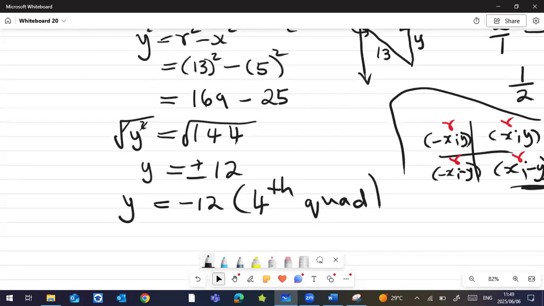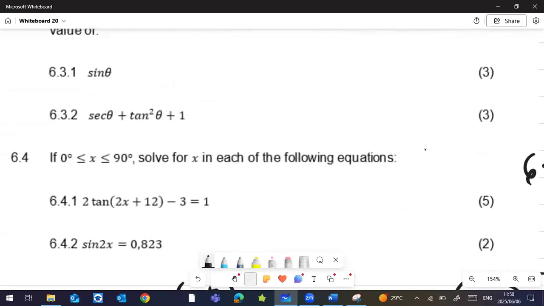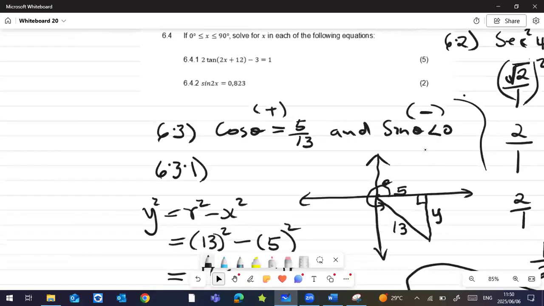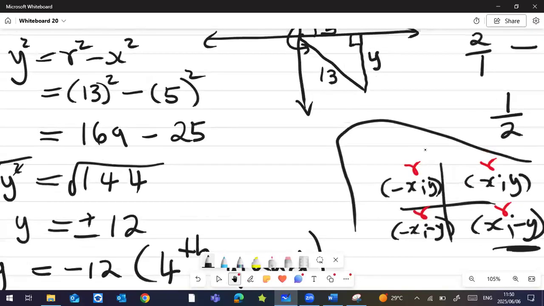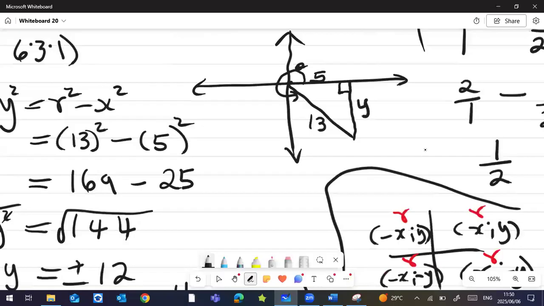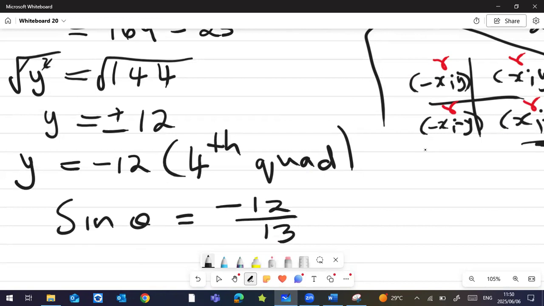We are not done with the question. Remember, they want the value of sine theta, 6.3.1. Now that we have completed our diagram, we can see from it that sine, by definition, is opposite over the hypotenuse. Our opposite is minus 12, which we calculated. The hypotenuse is 13. So sine theta equals minus 12 over 13. So that's how we will answer question 6.3.1.